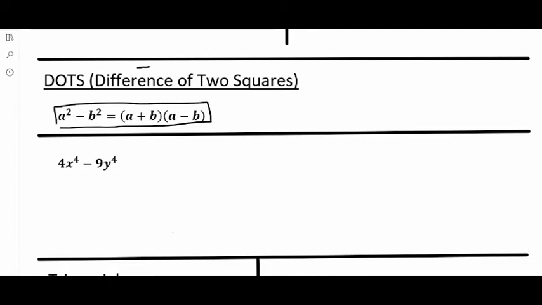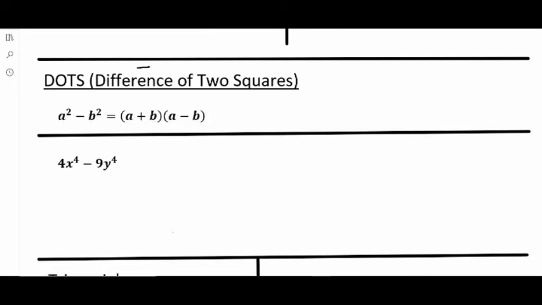You have two squares that are being subtracted from one another. The standard formula is that you square root each term and put it into a duplicate set of brackets, the only difference being that one set of brackets must contain a positive and one must contain a negative. It doesn't matter what order you put this in. You can put the negative this side or the positive that side. This is the skeleton that we'll be following for difference of two squares. Let's jump straight into an example below.